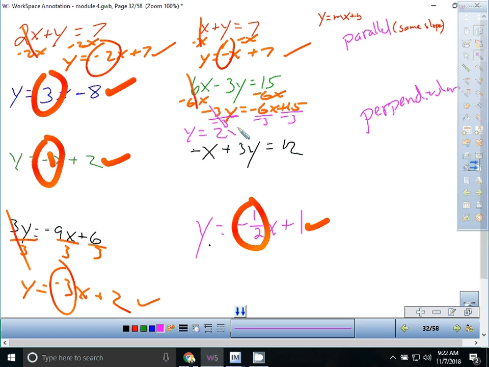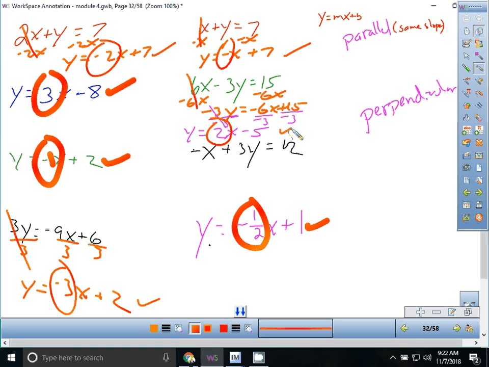Because negatives cancel out, don't they? Yeah. And then 15 divided by -3 is? -5. Okay, now do we know the slope now? 2. Good. There's the slope on that one. Alright, let's keep going. We're almost there, aren't we?